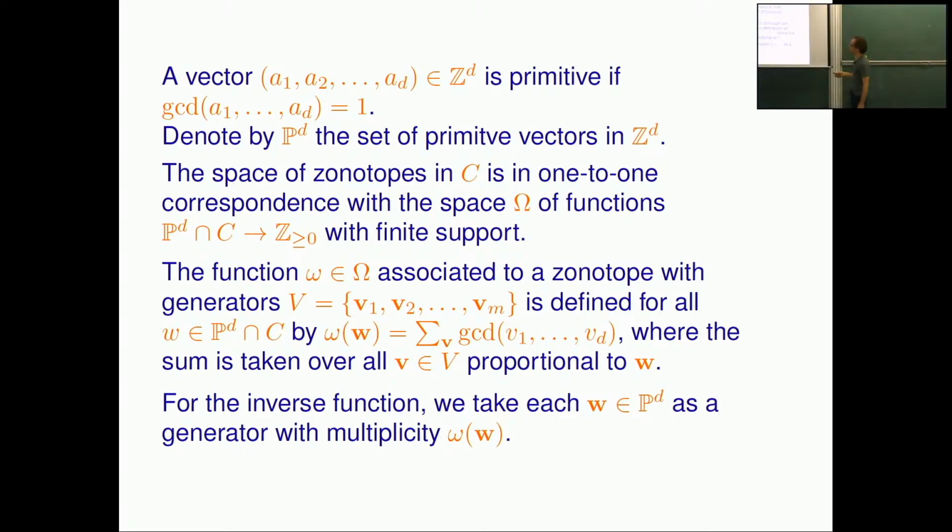In general, if we didn't use primitive vectors, this function wouldn't be invertible, but since we do, it is.